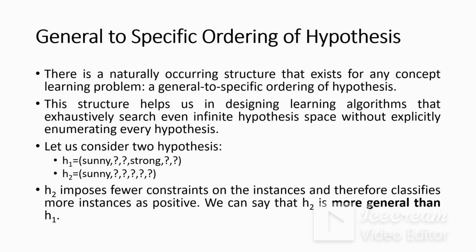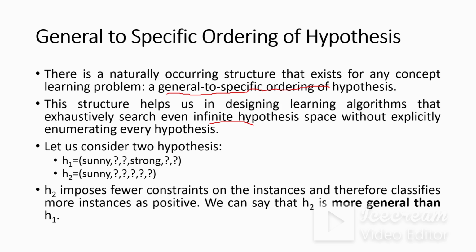The concept learning problem has a naturally occurring structure, which is called the general to specific ordering of the hypothesis. This structure can help us in designing learning algorithms that can exhaustively search hypothesis spaces which are big, not only big, which are infinite, without explicitly enumerating each hypothesis. What do I mean by explicitly enumerating each hypothesis? I need not go to each and every hypothesis and search, but still I'll be searching the entire space exhaustively.